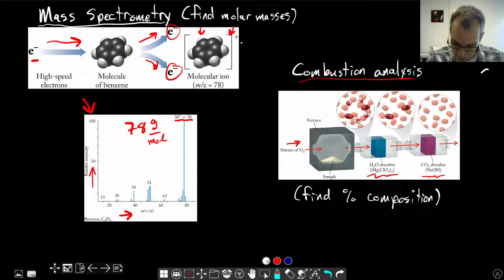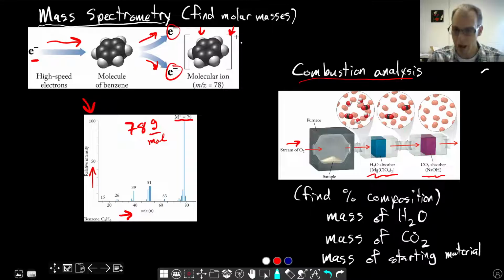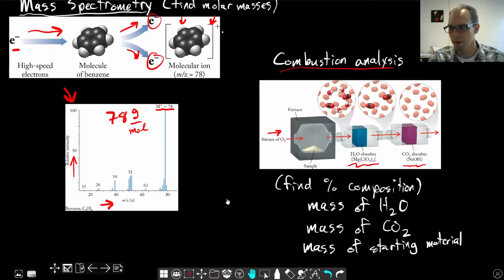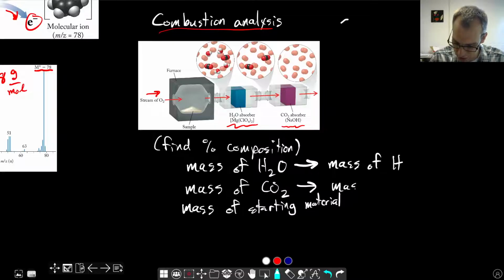So we do this by measuring what's our mass of H2O, what's our mass of CO2, and what's the mass that we started with. And then we need to go from there. From mass of H2O, we need to convert that into a mass of just hydrogen. From CO2, we need to go to a mass of just carbon. And then we can compare that to the mass of the starting material to get a percent carbon and percent hydrogen.